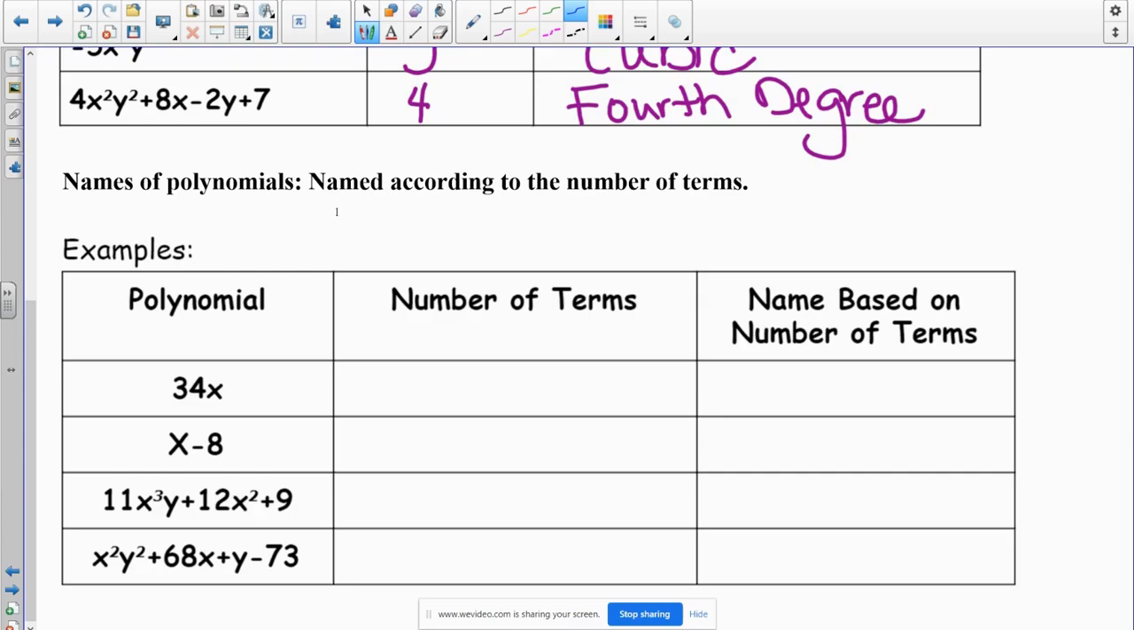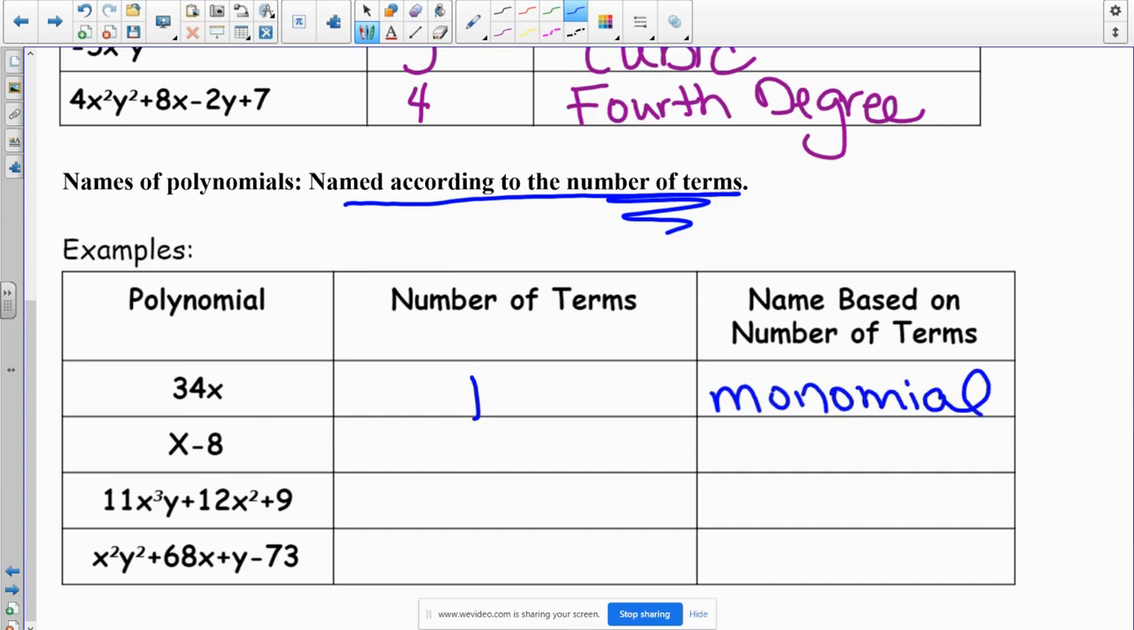Polynomials are named according to the number of terms, not the degree, but the number of terms. So here are our polynomial examples. We're going to tell what the number of degrees are and then what the name is. The first one, notice, is just one term, and we just learned that, which is a monomial.